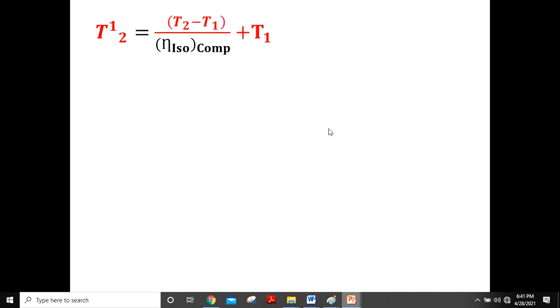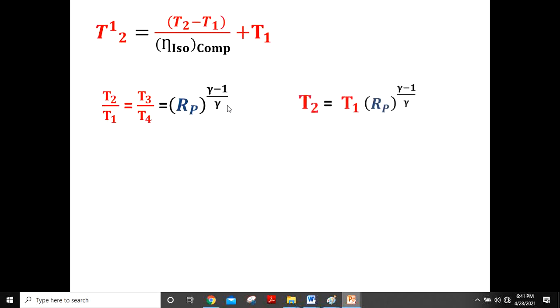Next, T2 dash you want to find out first. You don't know the value of T2. See, you have T1 and T3, but you don't have T2 dash. That's why you want to go for the isentropic compression ratios. T2 by T1 is equal to T3 by T4 is equal to Rp to the power of (gamma minus 1) divided by gamma. That we have derived in the first video. That is T2 is equal to T1 Rp to the power of (gamma minus 1) divided by gamma. That's why you will get the value of T2. T2 will be 480 Kelvin.